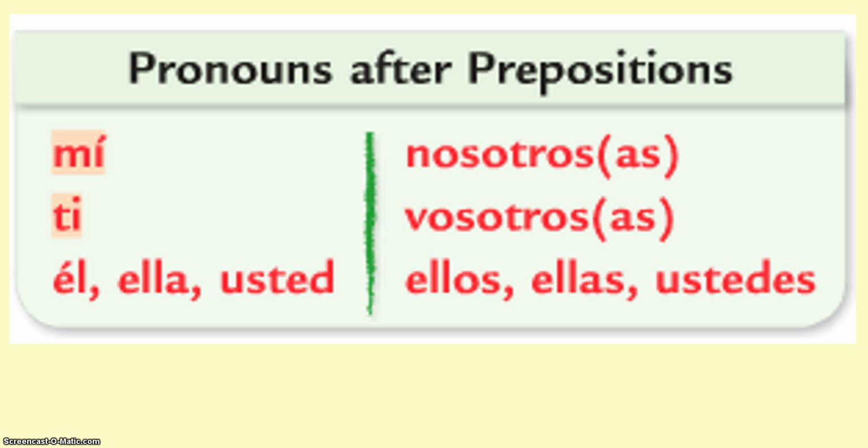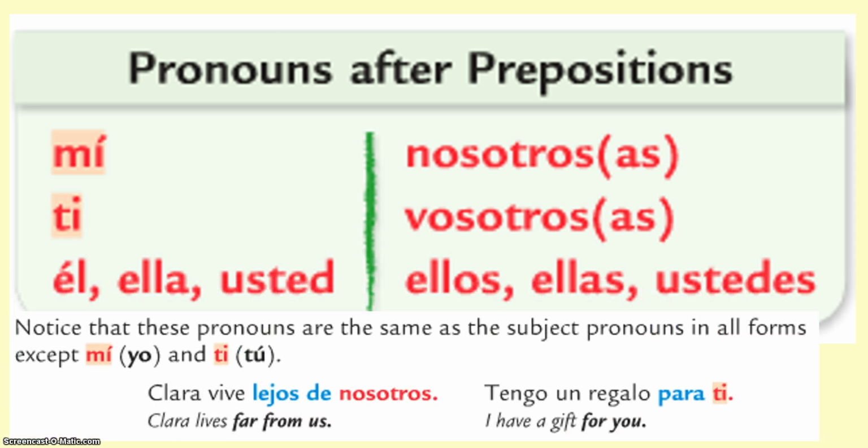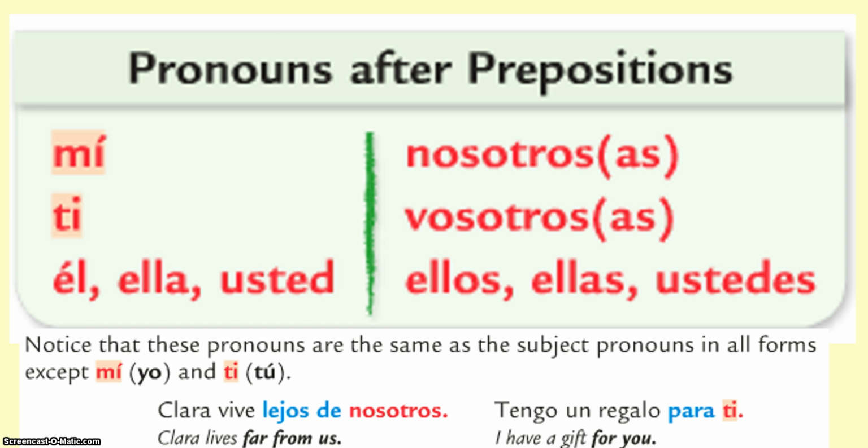These are the pronouns that you use after prepositions. Now you will notice that most of them do look like your subject pronouns except yo and tú. Do you see those anywhere? Nope. We have mí and ti. So again, notice that these pronouns are the same as the subject pronouns in all forms except mí and ti. So whenever you have a pronoun after a preposition and you want to talk about yourself or talk to somebody else informally, you're going to use mí and ti.